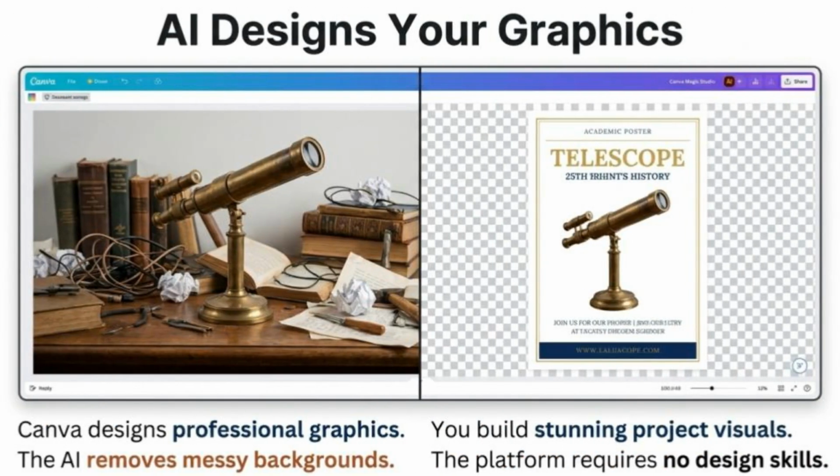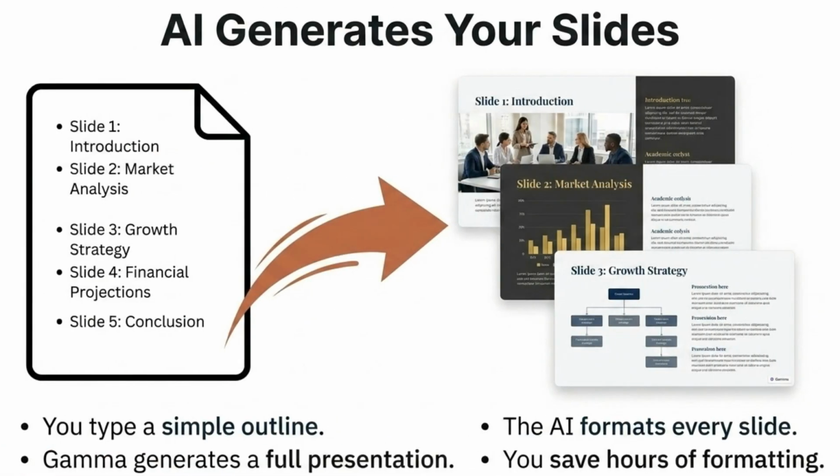Canva simplifies design. Its AI features can remove messy backgrounds and help you build stunning project visuals, even if you have no previous design skills. Gamma generates your presentation slides. Just type a simple outline, and the AI formats every slide, saving you hours of manual work.